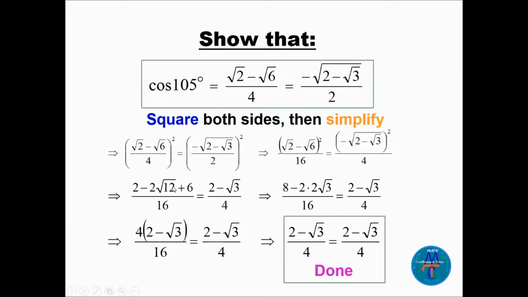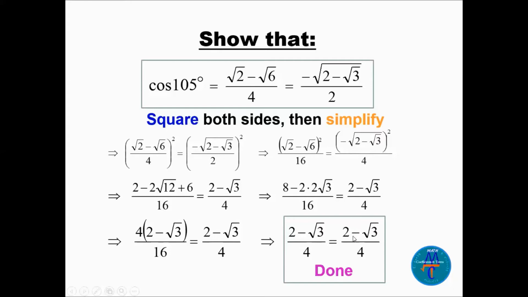Now let's simplify the one on the left side here. 2 plus 6 is 8, so that's 8, minus 2 square root of 12. Square root of 12 will be 4 times 3, so take 2 out. So there will be 8 minus 4 times square root of 3. Take 4 as a common factor from 8 and from this 4. So you are left inside the bracket with 2 minus square root of 3. Divide this 4 and 4. Simplify that. So it will be 2 minus square root of 3 over 4.